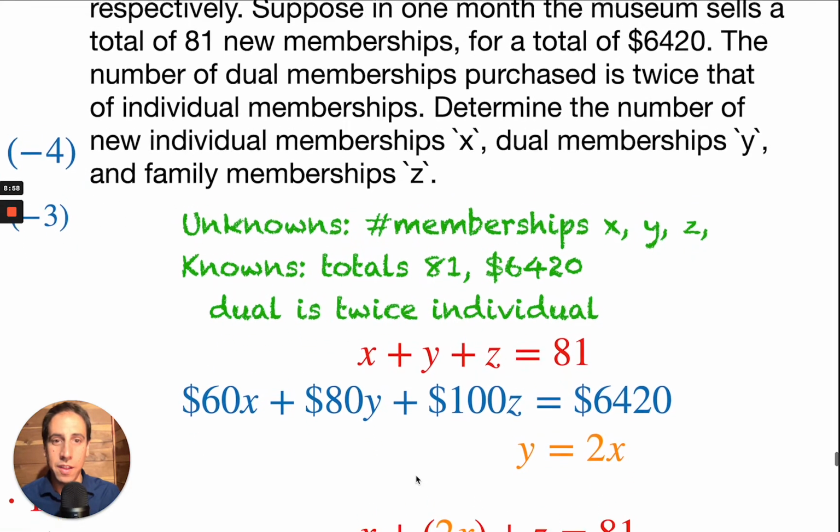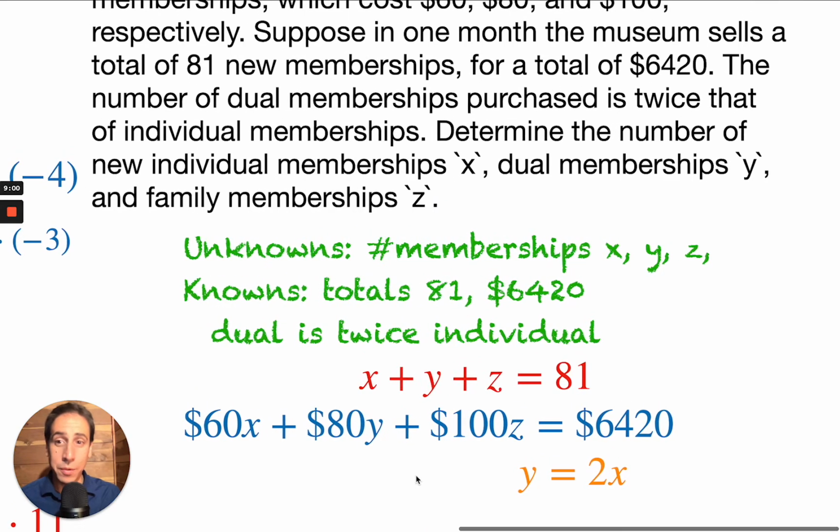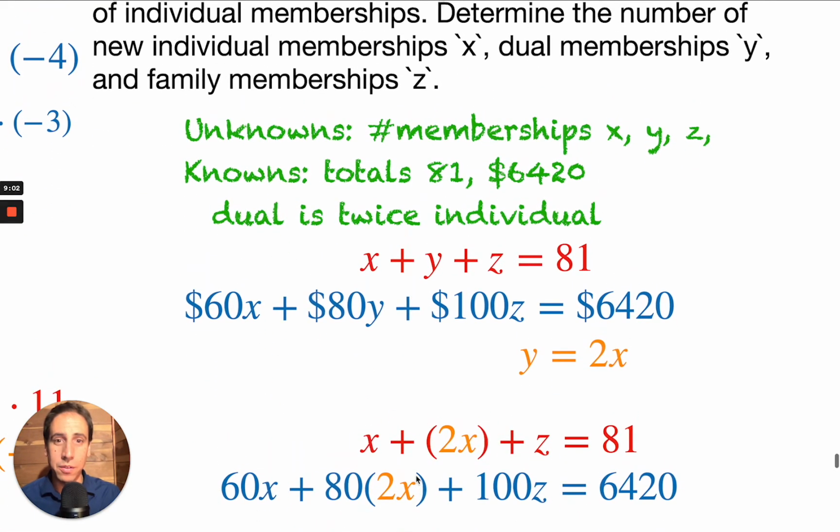All right, now we're going to figure out how to solve this. And I think what I'm going to do is just use a straight up substitution. If I know that y is equal to 2x, then I'm just going to plug it in here and here. Rewriting the red equation, you get x is equal to no longer y, but 2x plus z, that's from this, is equal to 81. And then I'm going to plug it into the blue equation as well.